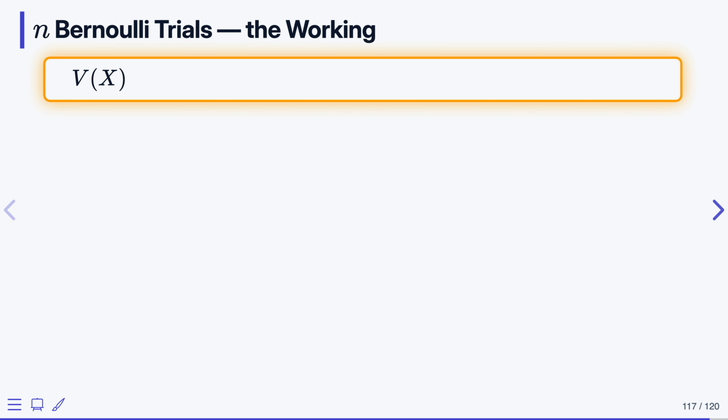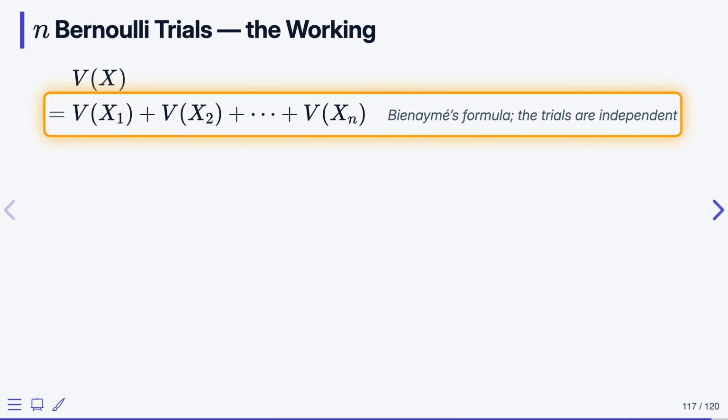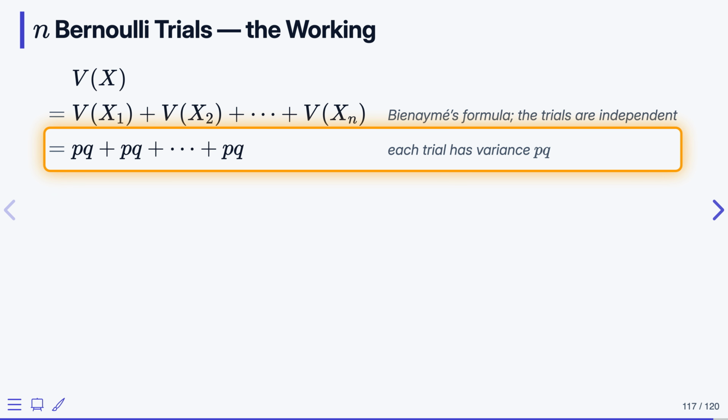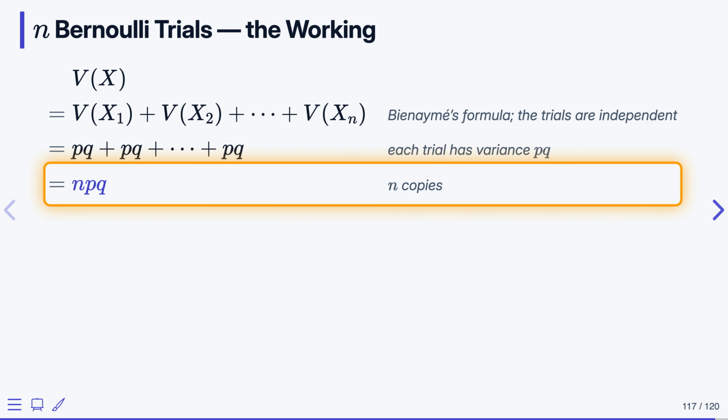We want the variance of x. The trials are independent, so Bernoulli's formula lets us add the variances. Each of the n pieces contributes p times q. So the total variance is n times p times q. Compare this with the mean, which was n times p.